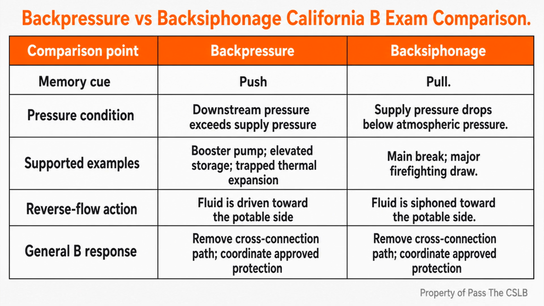The general B boundary is to recognize the risk and coordinate the approved method, not to invent a device selection in the field. Alternate water systems make cross-connection control especially important because potable and non-potable piping can occupy the same building. Rainwater and graywater systems may serve approved non-potable uses, but color coding and visual inspection alone cannot prove that concealed piping was never connected incorrectly.